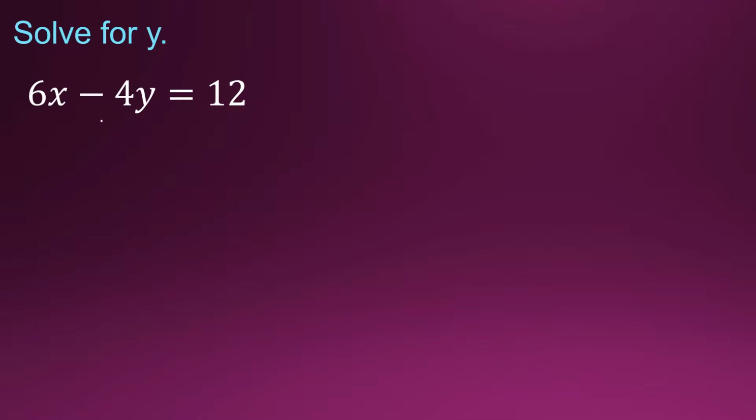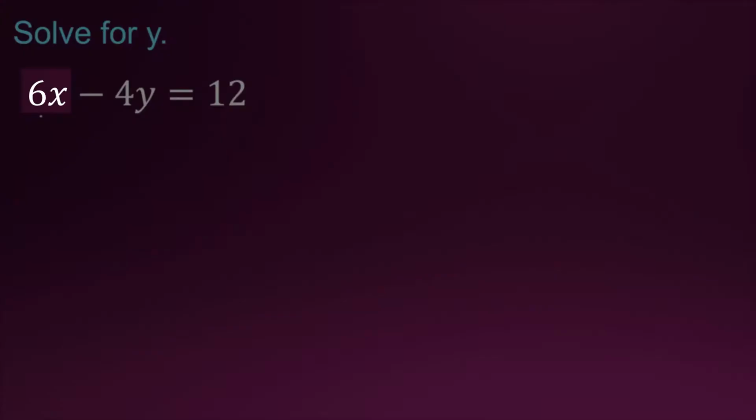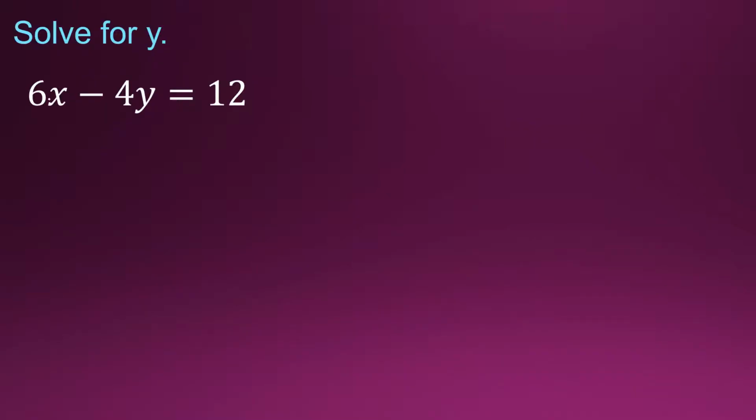So there are two terms on the left side of the equation where our y is. There is 6x and there is a negative 4y. Because the 6x does not contain the variable that we would like, we're going to use inverse operations to move it to the other side of the equation. So all I need to do is subtract 6x on both sides.